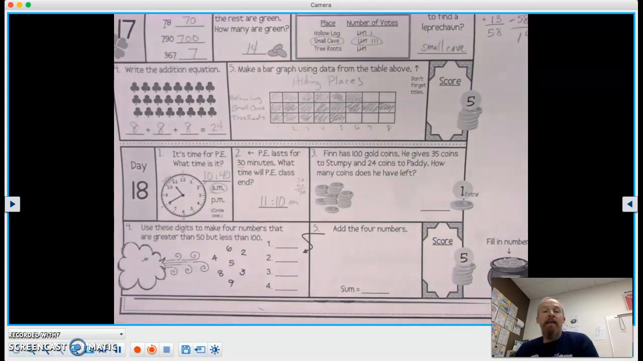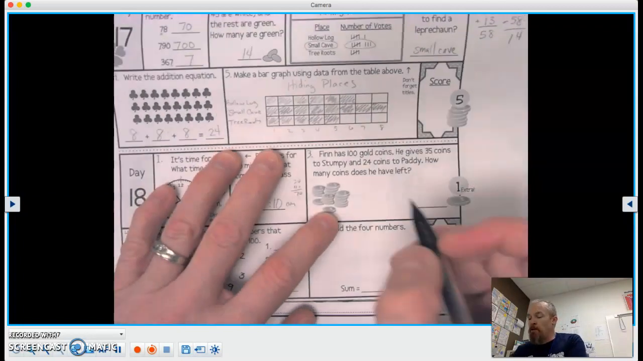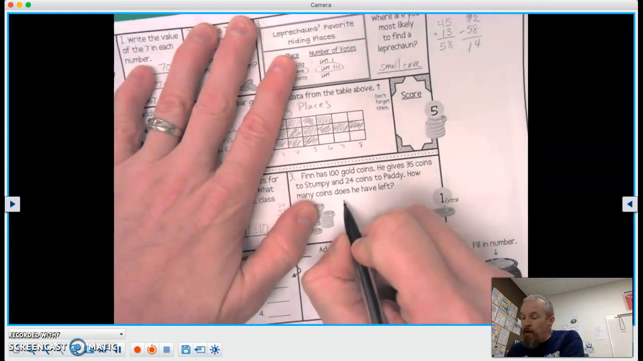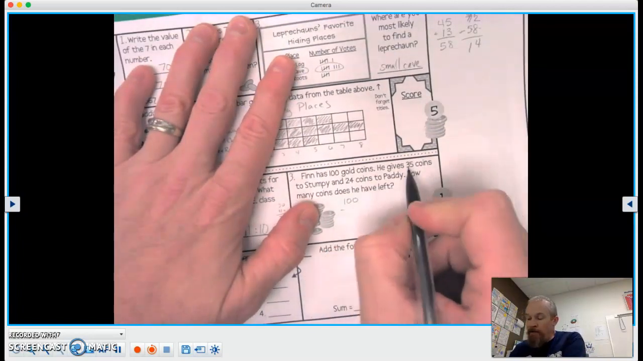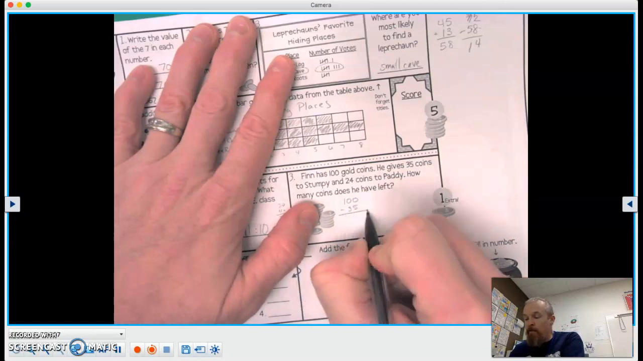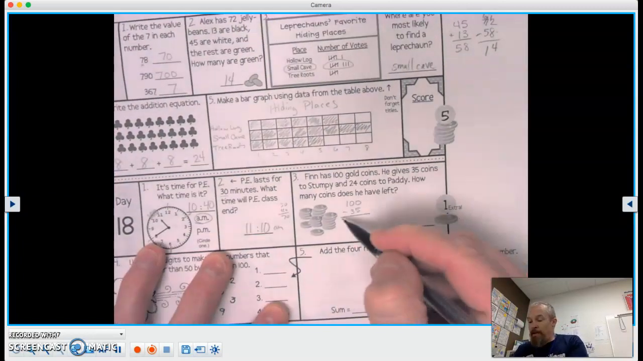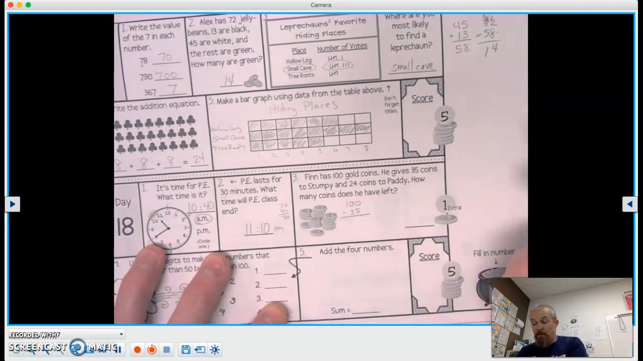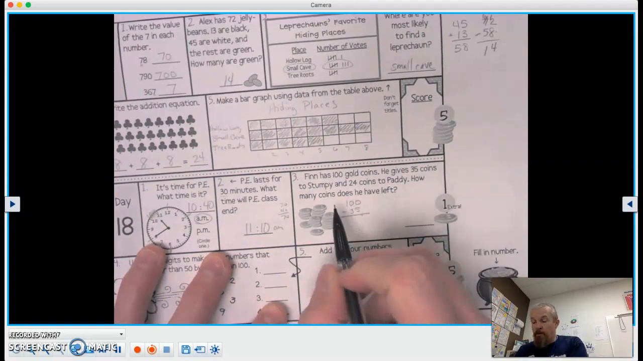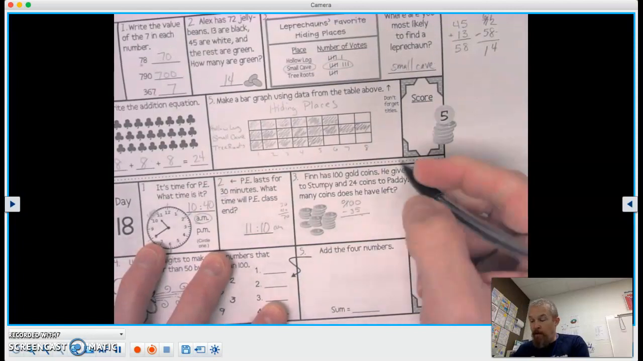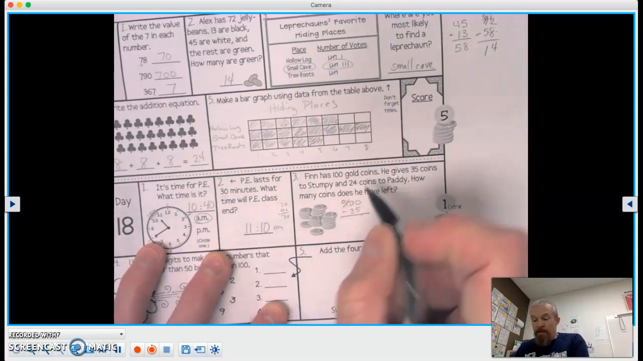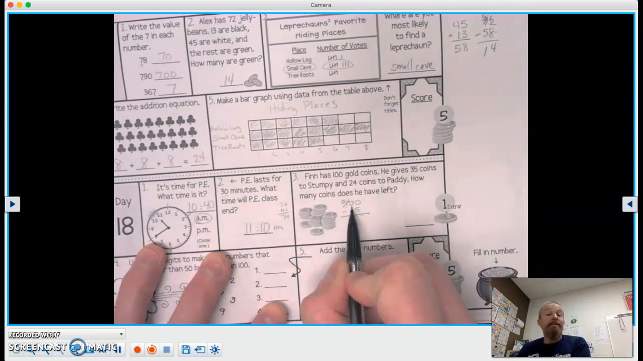Okay, number three. Finn has 100 gold coins. He gives 35 coins to Stumpy and 24 coins to Patty. How many coins does he have left? Okay, so let's go this way. Let's go 100 minus 35. Okay, we cannot do 0 minus 5 here, right? We have to borrow from next door. Oh, there's nothing there. So we have to go next door again. Okay. And then we'd make the 100 into 10 tens.